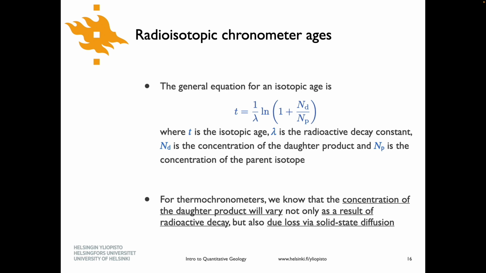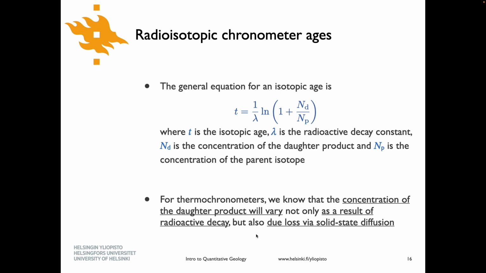Now here is the basic age equation that can be applied for geochronology for any system where you have a radioactive parent isotope producing a radiogenic daughter product. This is the generic age equation, which says that the age is equal to 1 over the radioactive decay constant times the natural log of 1 plus the concentration of daughter isotope over the concentration of the parent. This would work for something like uranium-lead and should give us a reasonable estimate.